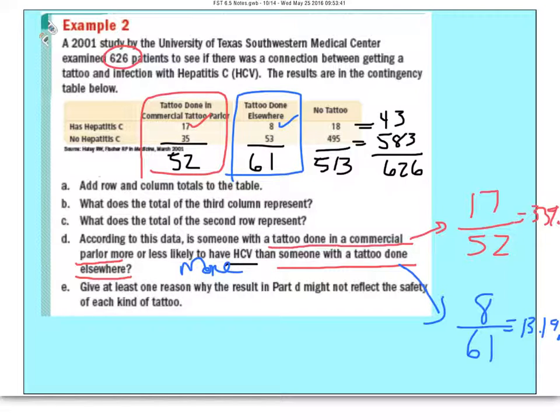Well, the reason here is that there could be other factors involved. Maybe some questions we would want to ask about getting the hepatitis C in the commercial parlor. Are they cleaning their tools? If you're getting it done elsewhere, where else are they getting it done? Is it a clean, sanitary environment? Do they go through any regulations to make sure everything is all right? Who are the patients or the people going in to get these tattoos? Are they people that are at a higher risk for hepatitis C? There's just lots of different factors that could make these results happen as we're seeing.